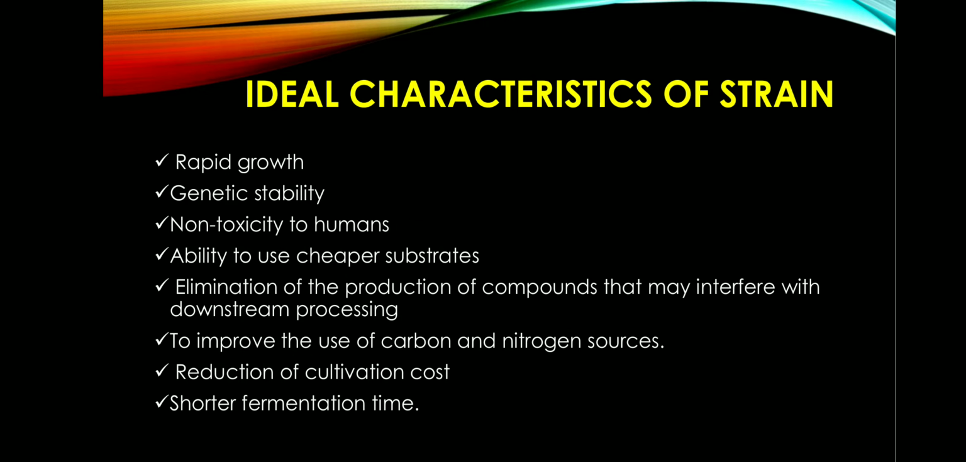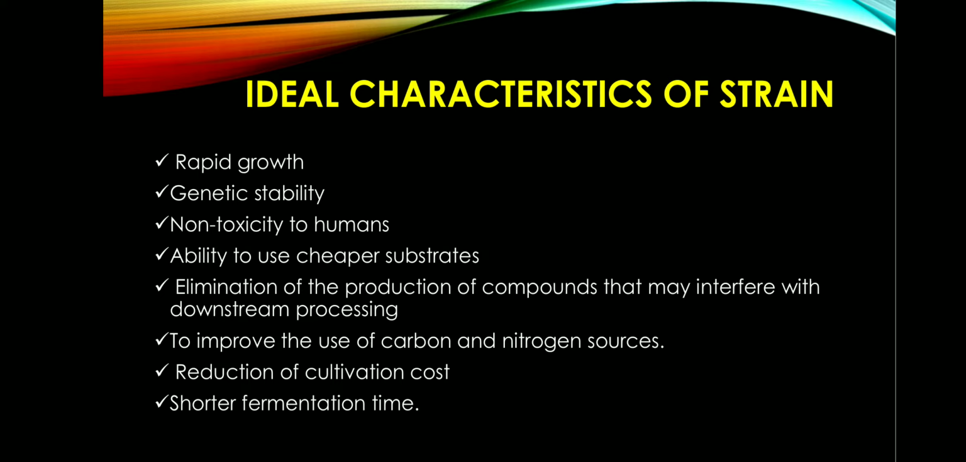Now a strain which we are going to use in industry should have certain characteristics. So what are these characteristics? It should have rapid growth, it should be growing very rapidly when we put it for fermentation, so that it will produce a maximum yield. It should be genetically stable. If its genetics is not stable, then the metabolic activity will change and the product will not be formed. Rather than that, any other unwanted product could have been formed. So it should be genetically stable.